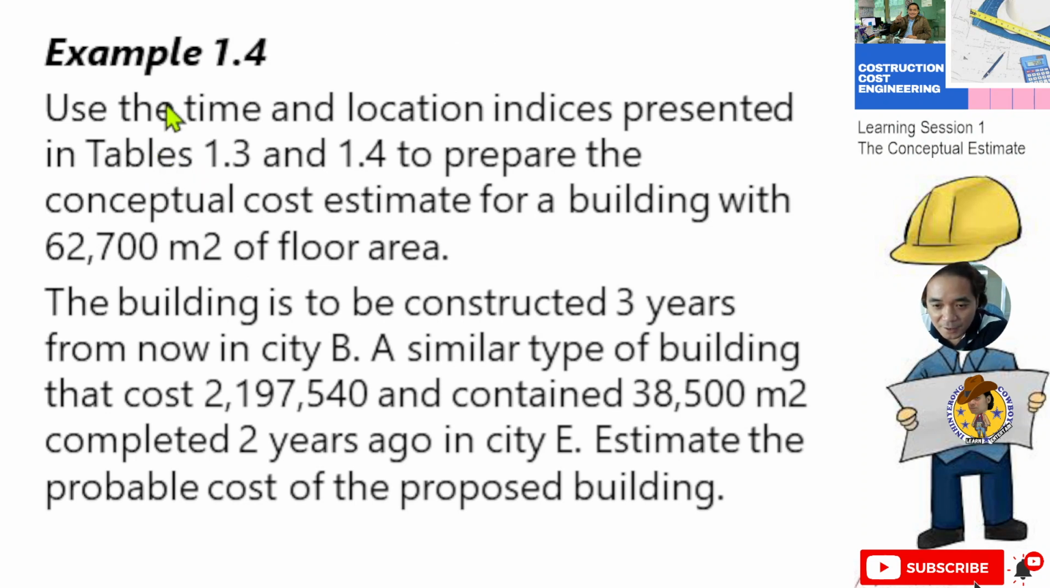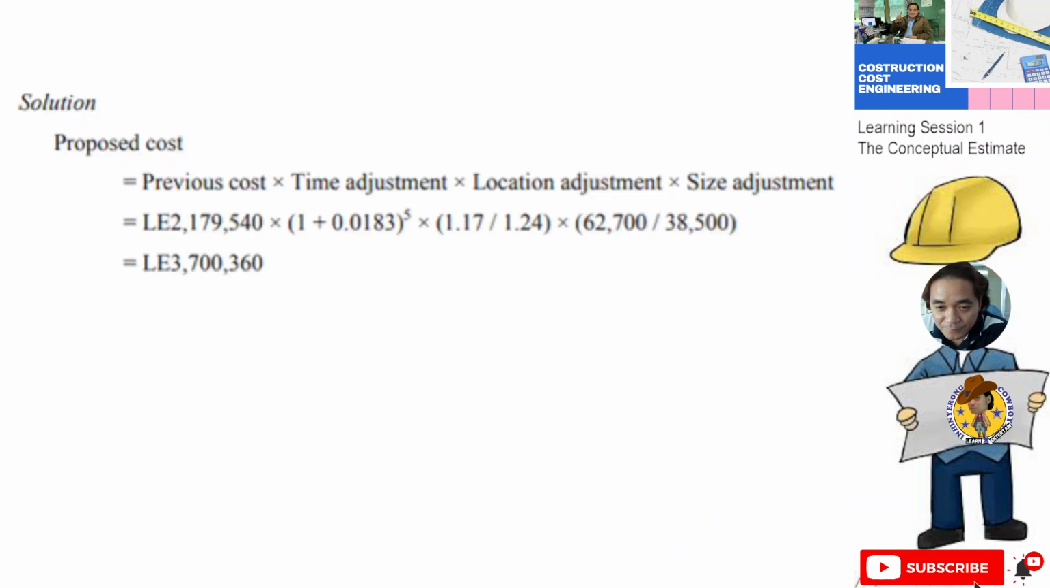Okay, so we are now on example number 4. Use the time and location indices presented in table 1.3 to prepare the conceptual cost estimate for a building with 67,700 square meters, to be constructed 3 years from now in city B. A similar type of building, costing 2,197,540 and containing 38,500 square meters, was completed 2 years ago in city E. Estimate the probable cost of the proposed building. So this will be our computation. For the proposed cost, the previous cost is 2,179,540.